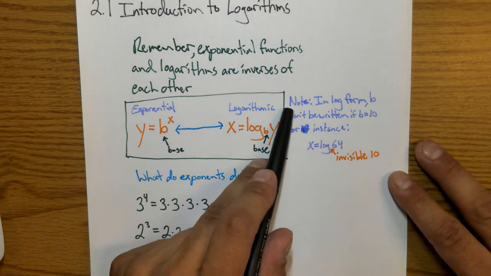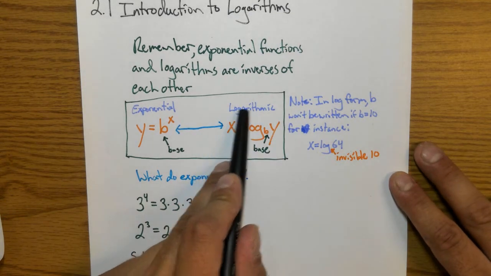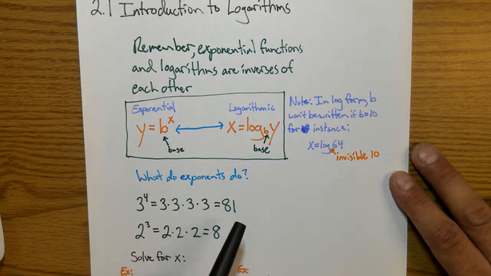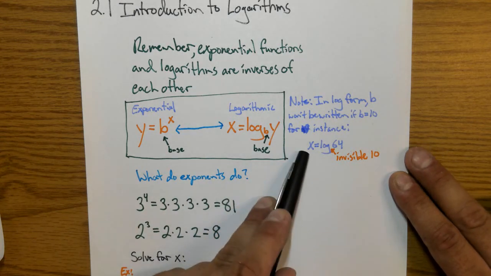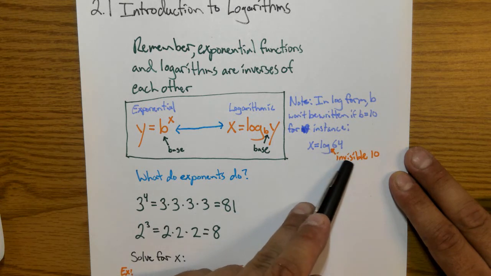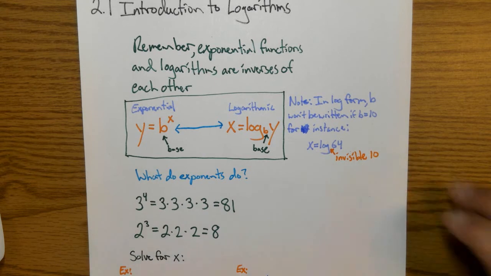Now, I wrote a little note here. In logarithmic form, b won't be written if b is equal to 10. For instance, if we have this function x equals log of 64, there's a little invisible 10 there. It's just a standard notation. If it's 10, you just don't write it.